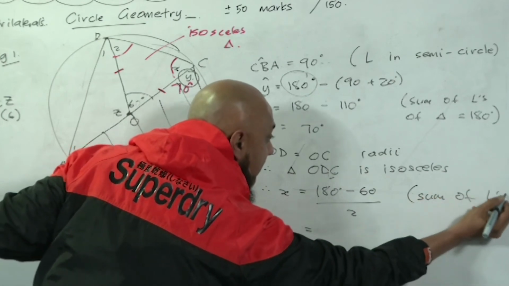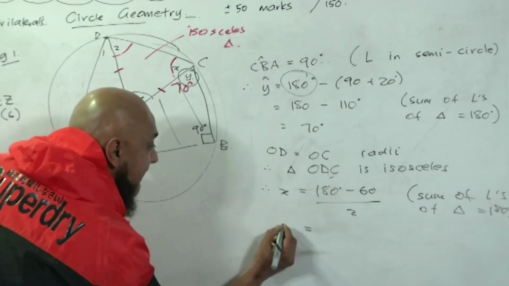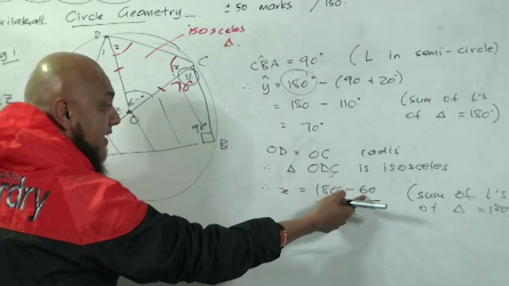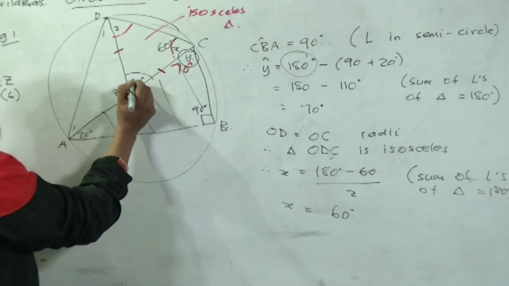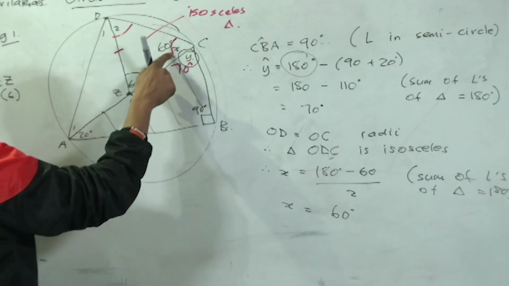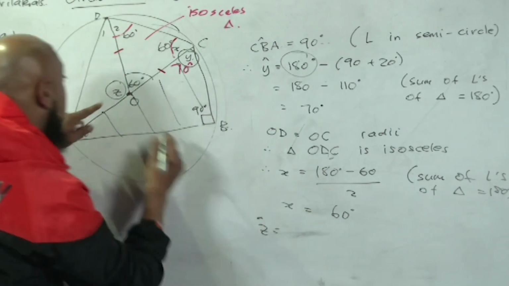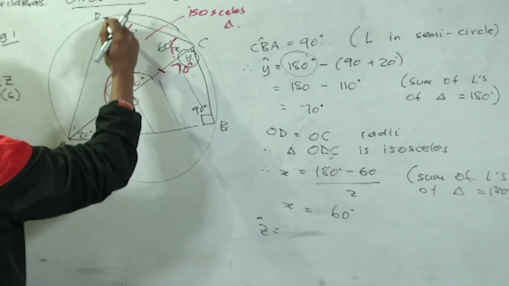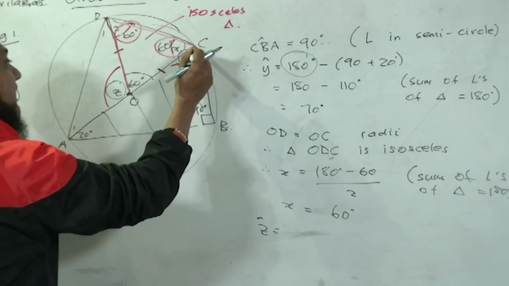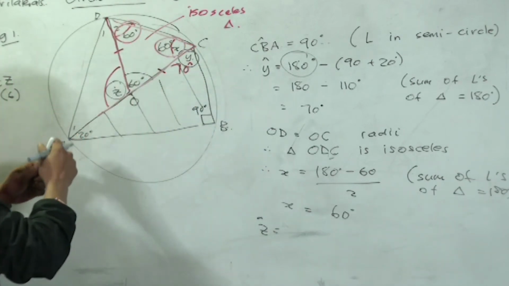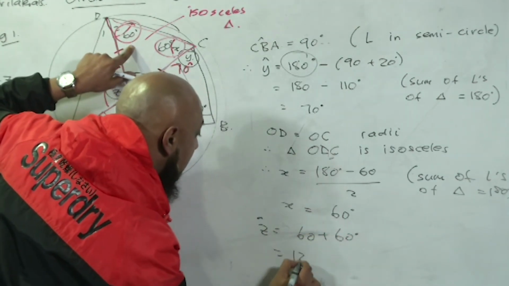Sum of angles of a triangle equal to 180. So what do we have? Angle x is equal to 180 minus 60, 120 divided by 2, 60 degrees. So x is equal to 60. So obviously, if x is 60, d2 will also be 60. How much will z be? Z is equal to, what do we know? The exterior angle of a triangle is equal to the sum of the interior opposite. Angle Z is equal to 60 plus 60, which is equal to 120 degrees.